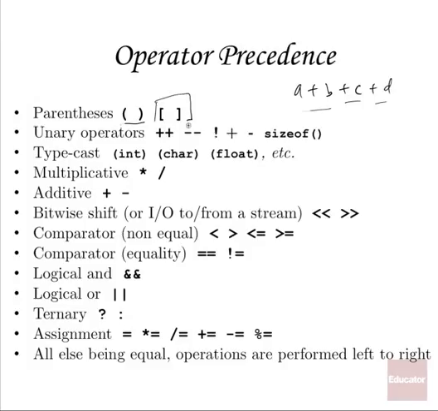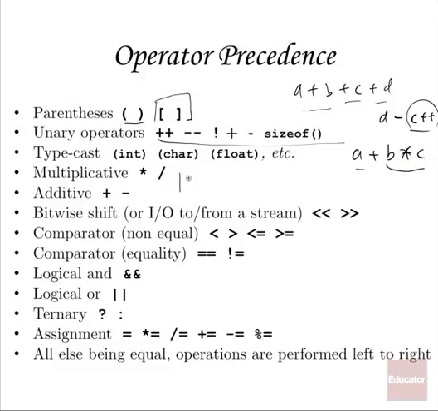So the first things that are done are the unary operators. So if you have A minus C++, the C++ will be done first before subtracting from A. Typecasting is done next, multiplicative, then additive. So A plus B times C, that's a times. This will be done first and then A added, because multiplicative has higher precedence than additive.